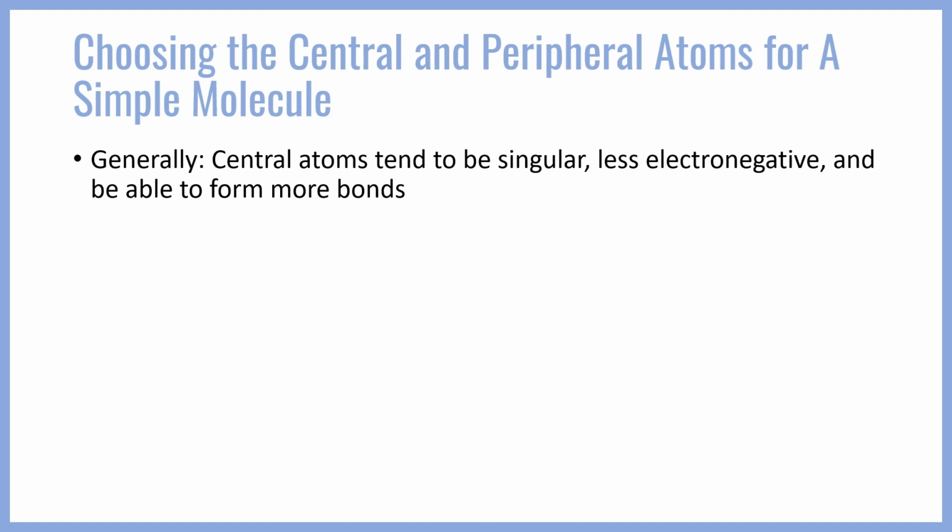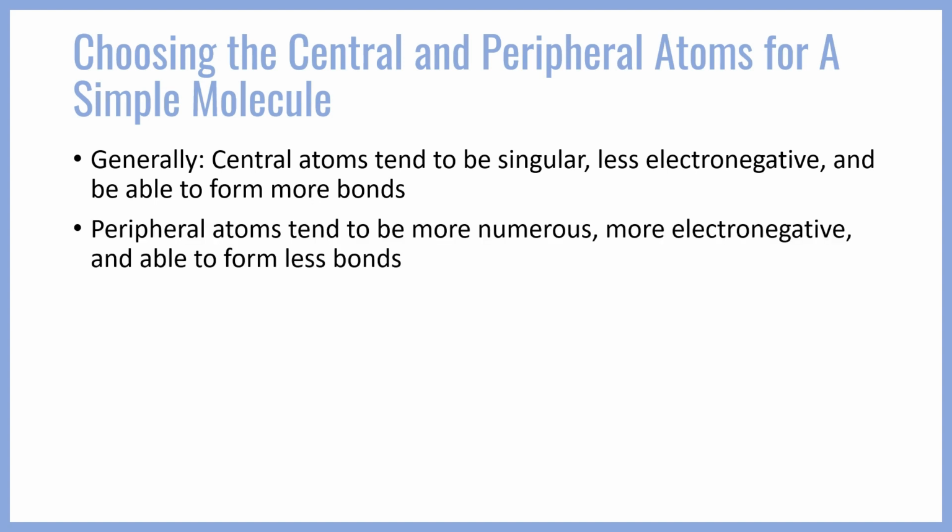So generally, central atoms are going to be singular in number, which means there's only going to be one of them, and they're going to be less electronegative. They're also typically going to be able to form more bonds, which is why they're central. They're going to be able to branch out and form bonds to several different peripheral atoms. Those peripheral atoms, on the other hand, are going to tend to be more numerous. There's often going to be more than one, which is why they're on the outside, although we can have one of several different kinds of peripheral atoms at the same time.